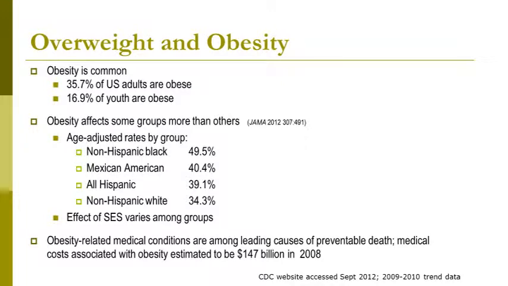So we know that obesity affects all sorts of different groups, but it affects different groups differentially. And this can be affected by ethnic diversity and by socioeconomic status and a host of other factors. So just looking at ethnic diversity, and this is fairly recent data. This came out in an article in the Journal of the American Medical Association just this past year, a few months ago. And if you look at age-adjusted rates per ethnic group, non-Hispanic blacks have really the highest rate of obesity. Mexican Americans tend to be almost as high, about 40%. All Hispanic, 39%, and non-Hispanic white, lower, but still obviously concerning. So between 1/3 and half of the population is considered obese, with variation based on ethnic background.